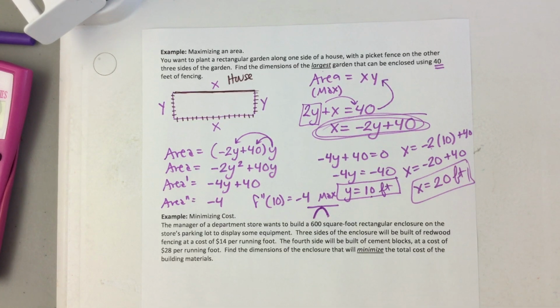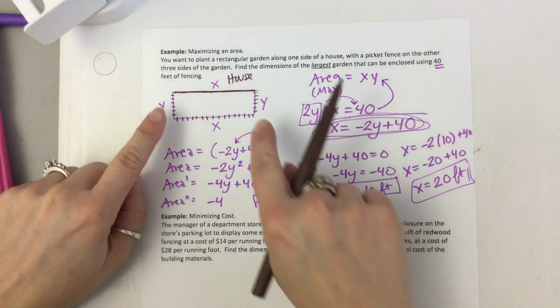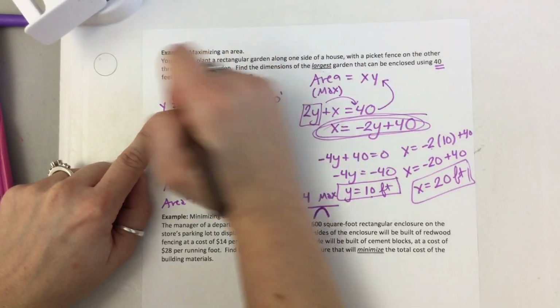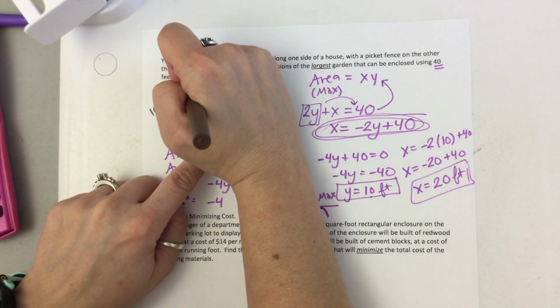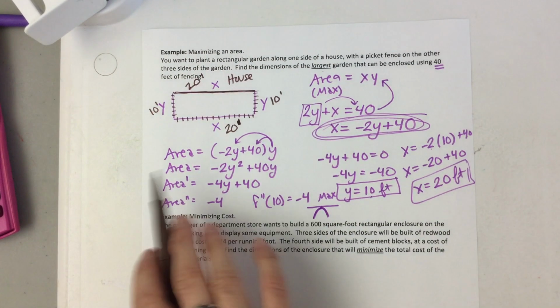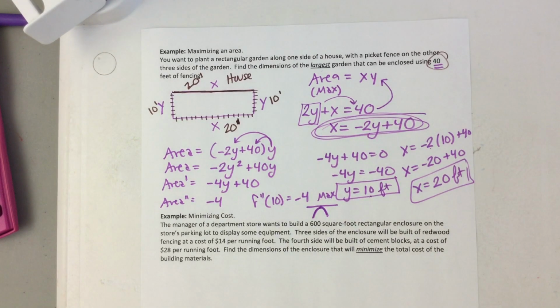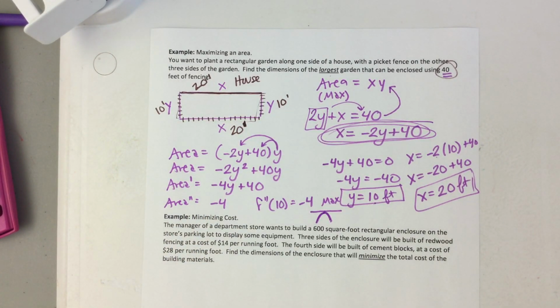So if I am going to make the biggest possible garden using a rectangular shape, putting it up against the house, the sides would have to be 10 feet, 10 feet, and this would be 20 feet, and this would be 20 feet. And you could do that keeping 40 feet, because this is 10 plus 20 plus 10. So you would have your 40 feet of fencing.